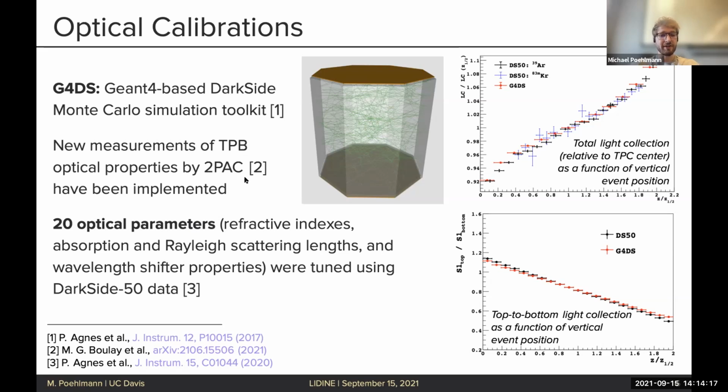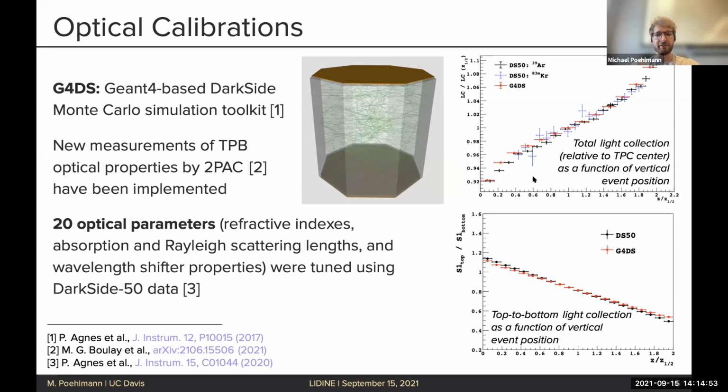So using DarkSide-50 data, we tuned 20 different optical parameters to fit our Monte Carlo simulation to the data we actually saw. An important thing we wanted to do in this calibration is to make sure that the variables we look at are independent of energy, so we're not biasing ourselves to a specific energy regime. So we look at relative variables, for example, as shown here in this plot, the total light collection efficiency relative to the center of this TPC.